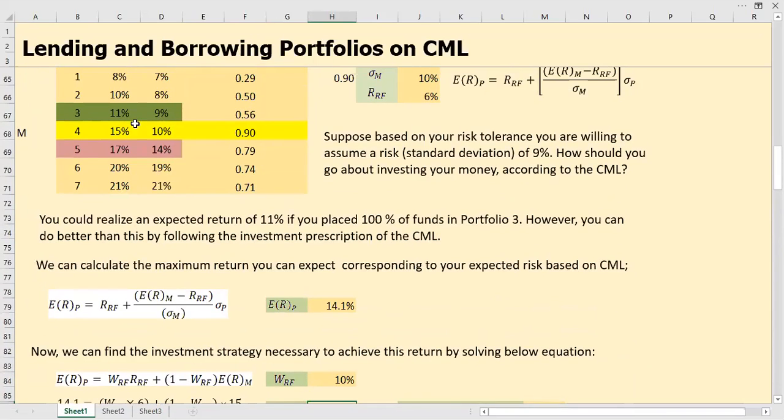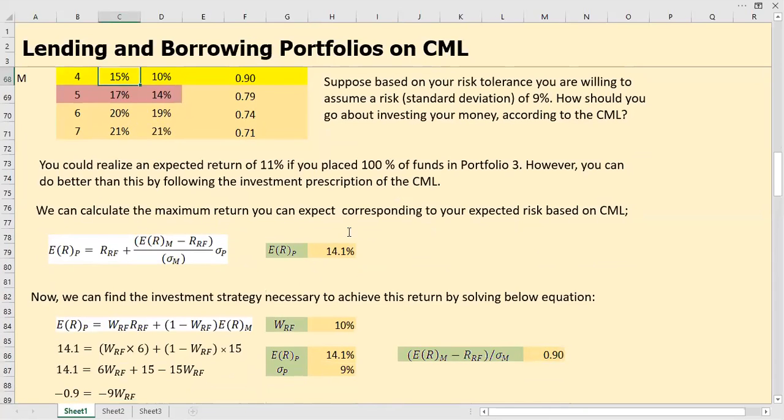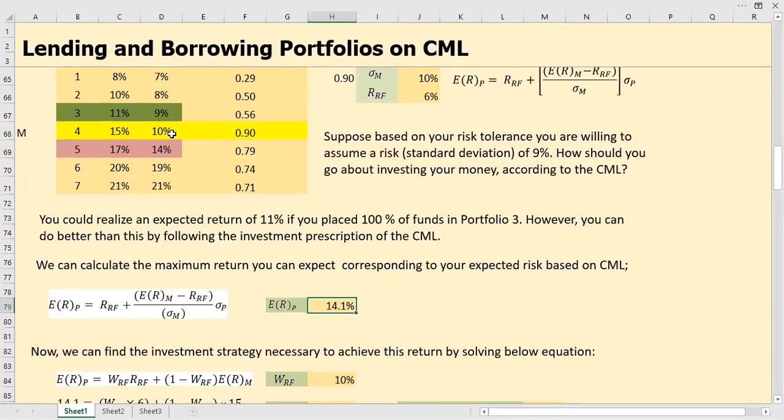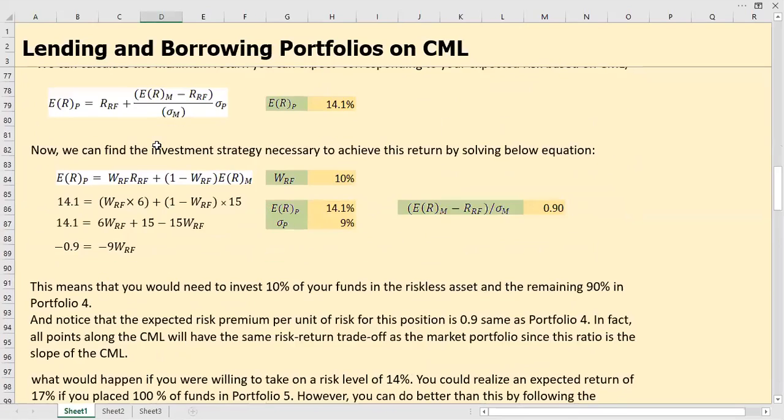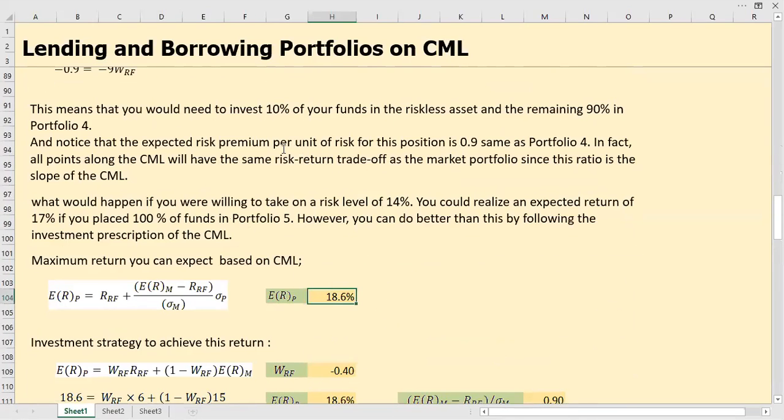Now you can see it is always less than the market portfolio. Market portfolio is 15%. Now here it is only 14.1, less than the market, but again higher than what is available for the level of risk, more than 11%. Here, instead of 17 for 14, you get 18.6. So that is how you prove that capital market line is superior to the efficient fund yield. Right.